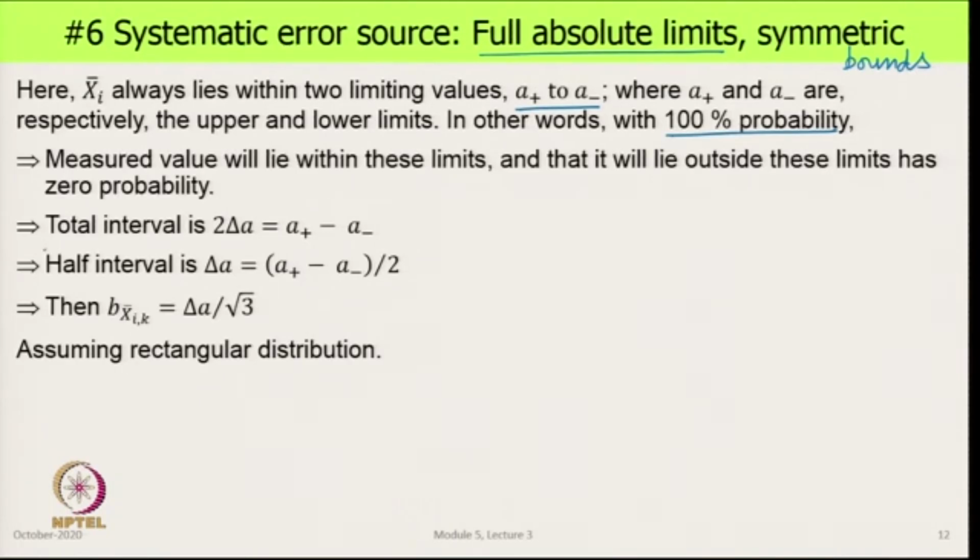In which case, the total interval is A plus minus A minus, and the half width of the interval is just half of that. If we again take a normal distribution and do the checking, or we assume a rectangular distribution, then we get B_xik as delta A by square root 3. These arguments are given in the standard and also in the notes.